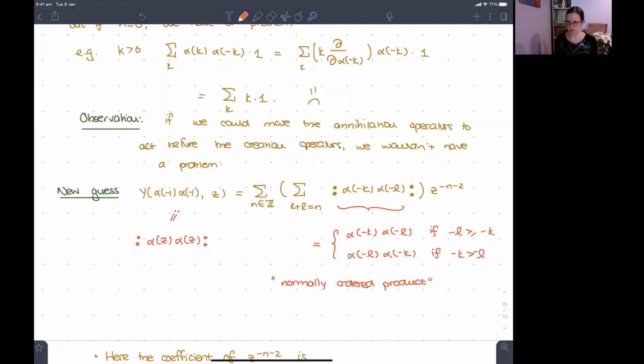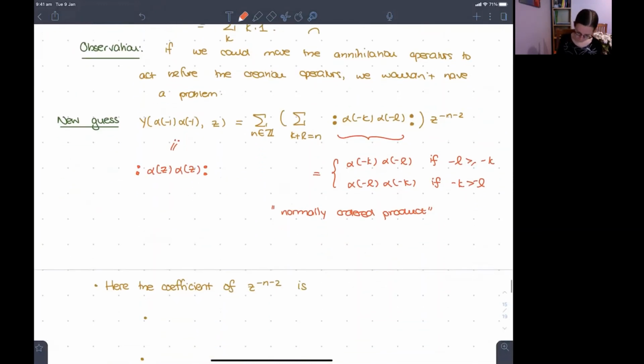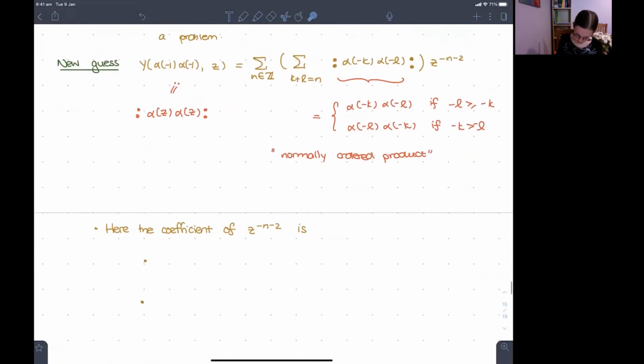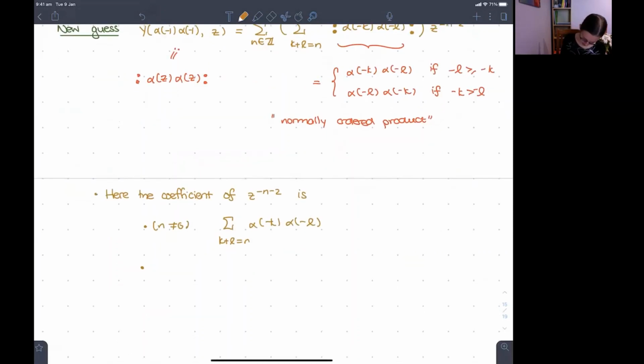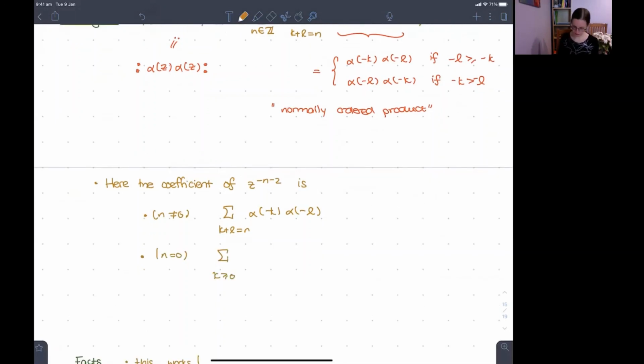Okay, so let's think a little bit about what that means we've just defined. Well, when n is not equal to 0, these two things are equal anyway. They commute, so it didn't matter that we put these dots. So in the case that n is not equal to 0, we still just get this sum because we can commute them back again. But in the case that n is equal to 0, we need to split the sum. So let's look at the cases where k is greater than 0. We have alpha minus k, alpha k, so positive to the right. And when k is less than 0, then we swap the order.